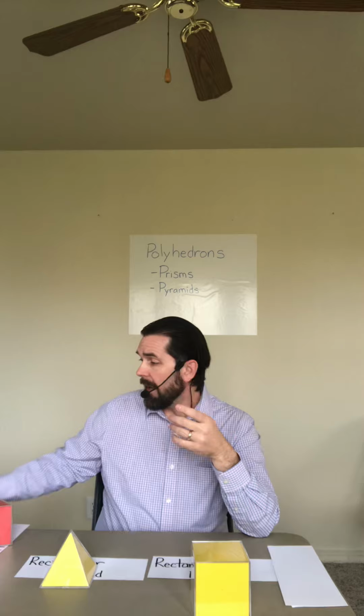Today we're going to learn about polyhedrons. So polyhedrons, specifically, we're going to learn about prisms and pyramids. Now, both prisms and pyramids have one thing in common, is that they are polyhedrons because they're constructed entirely of polygons. So when I hold up this guy, we refer to that as a cube typically.